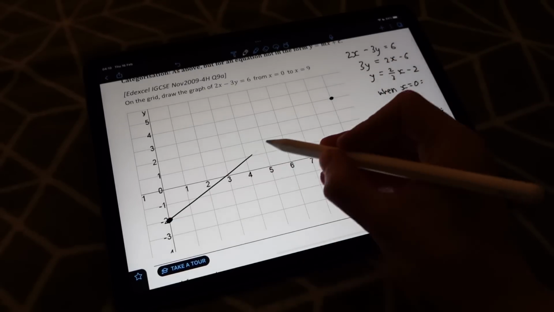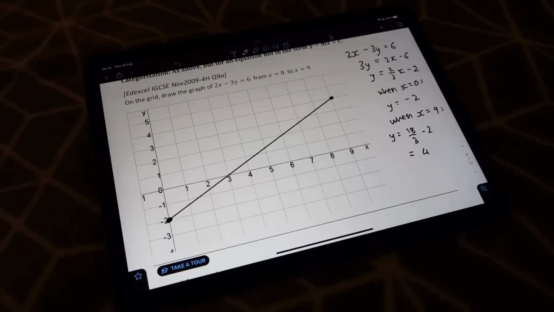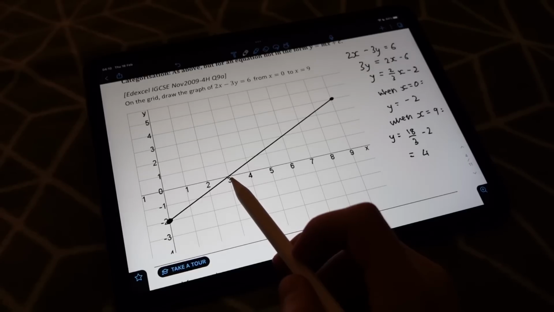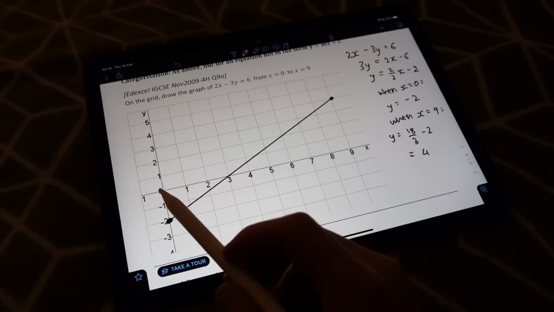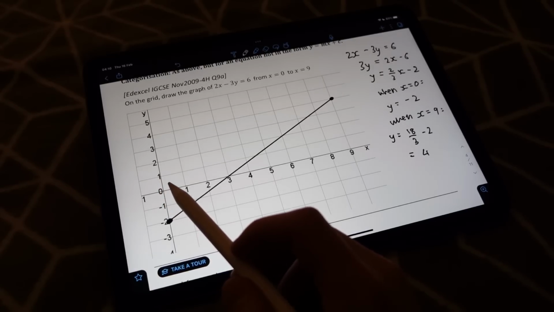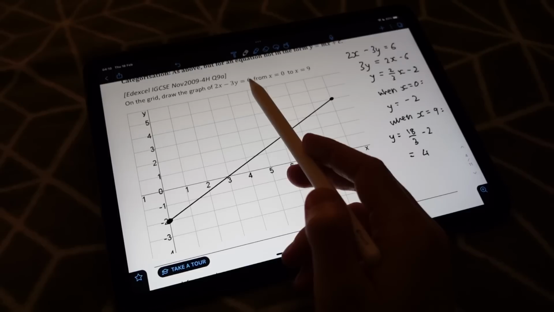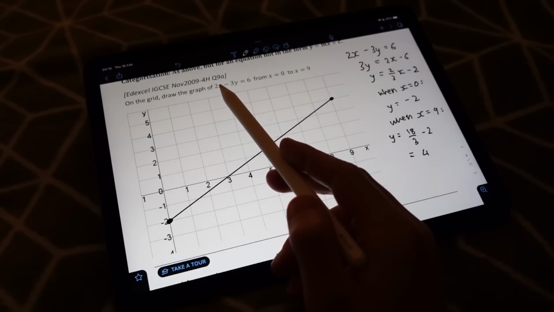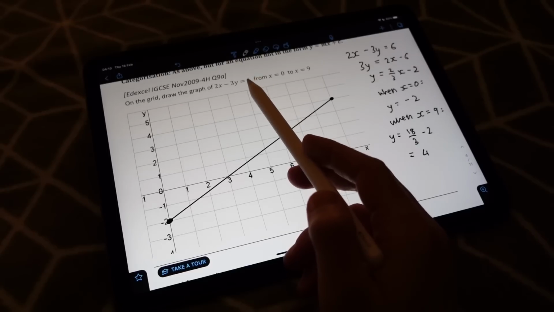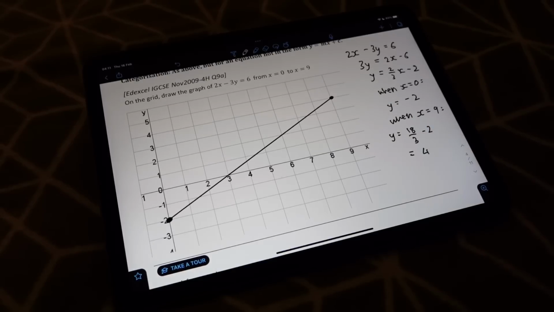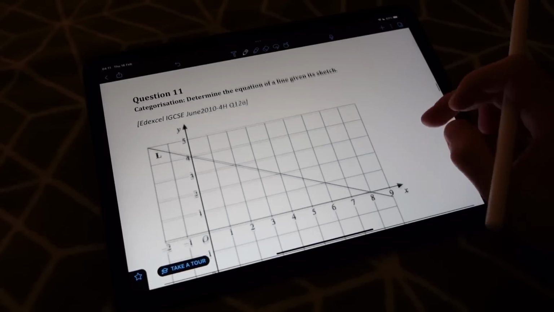And again, our nice straight line. And it's actually nice because we can see that it crosses the x-axis at 3. And if we remember from earlier, it crosses the x-axis when y is 0. So we can check that. When y is 0, we get 2x is equal to 6. Dividing both sides by 2, we get x is equal to 3. So this diagram, not only being to scale, but also tells me that I've done this right. So that's pretty neat. On to question 11.